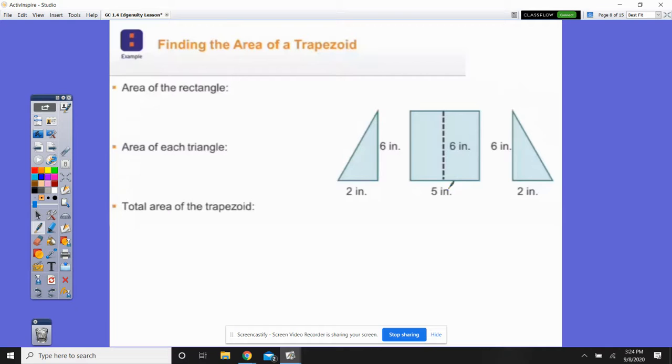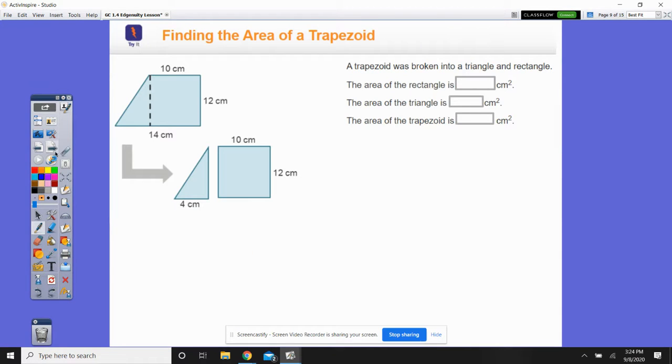Find the area of the rectangle. We just did this. This is the one we just did. This is 30. This would be 6 times 2 divided by 2, which is 6, and 6. So the total area would be 42 inches squared. Again, that's the one we just did.